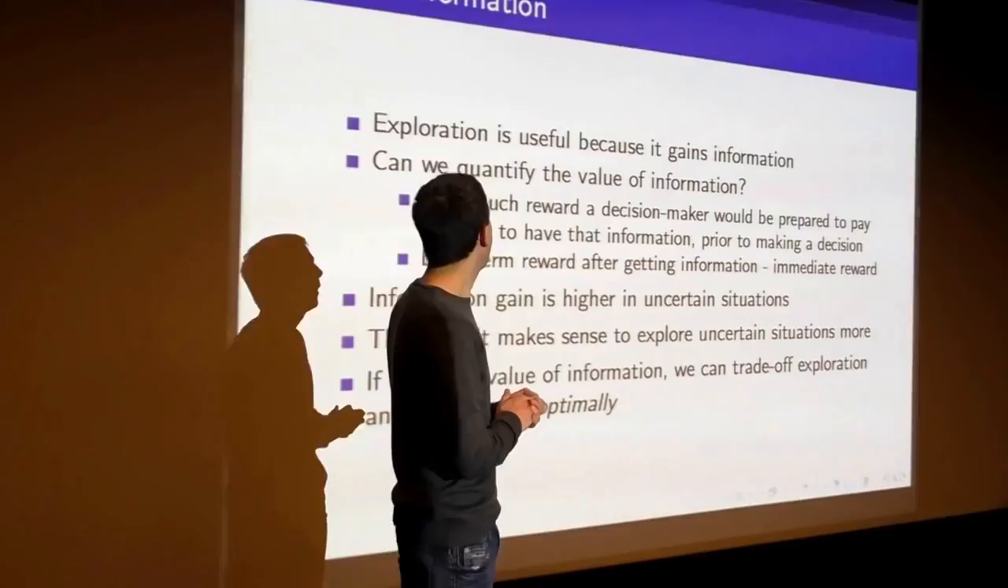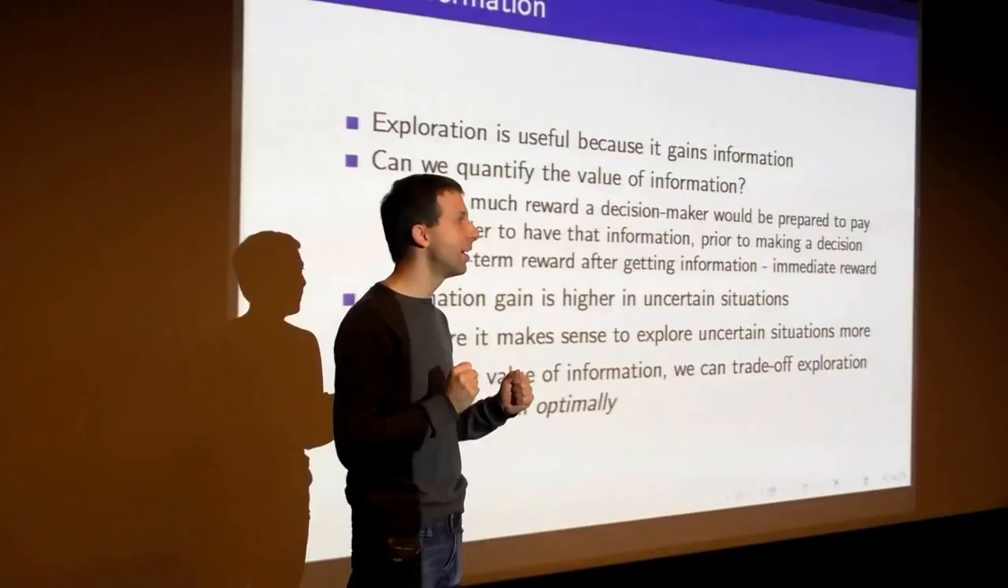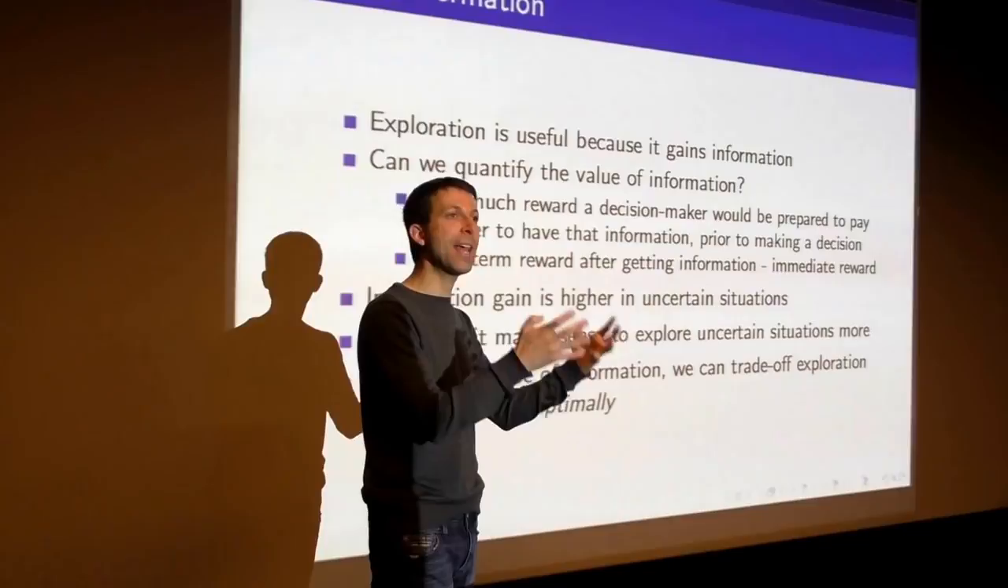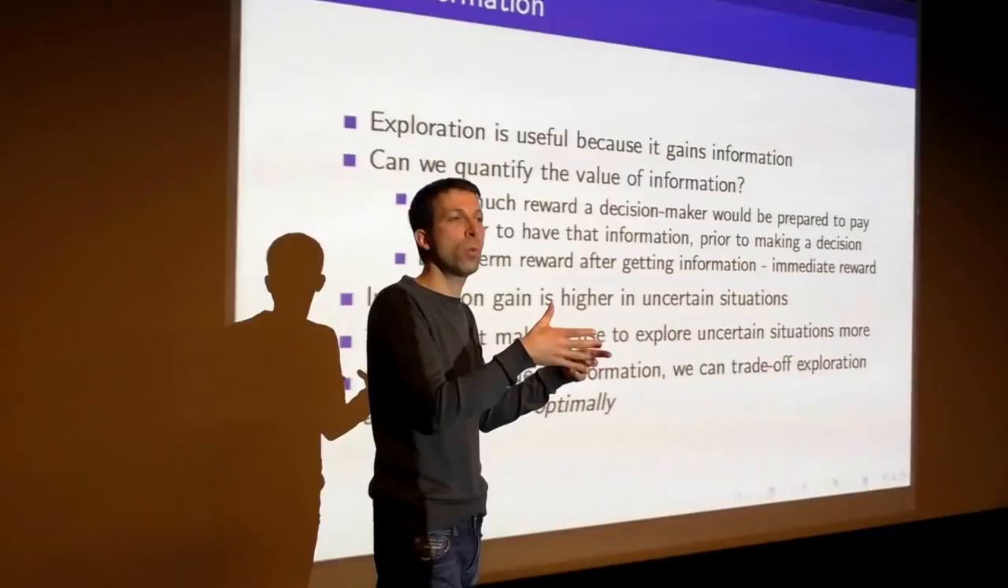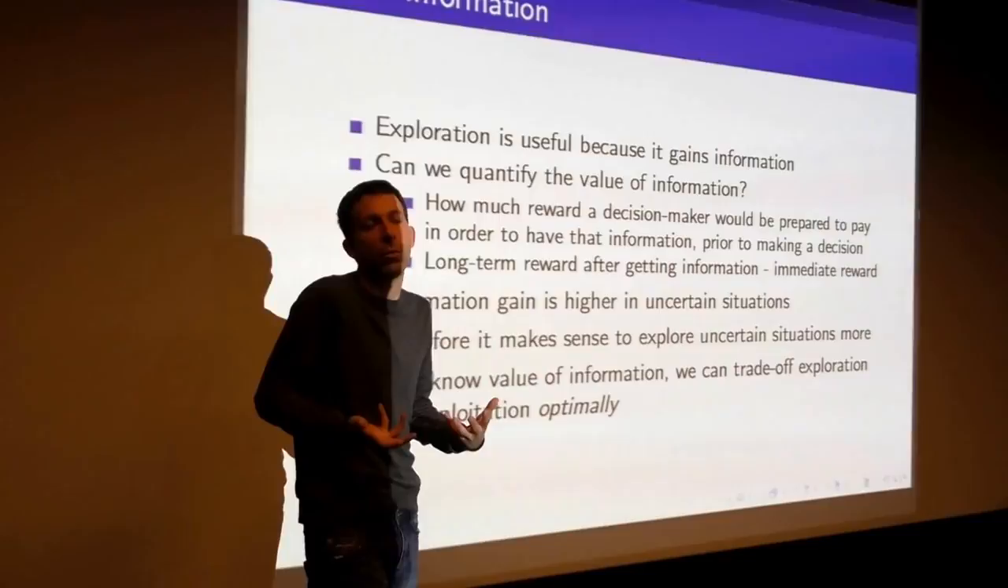So if we can quantify the value of that information, we can trade it off perfectly. If I've got two rooms, one of them I know what's inside, another I don't know what's inside, and I can quantify how much long-term reward I would gain by exploring the unknown room, how much is that worth to me in terms of units of future reward? If I can quantify that, I can make the perfect decision about whether to go into that room or not. So the value of information is trying to quantify, in terms of units of reward, the value of actually taking an exploratory action.